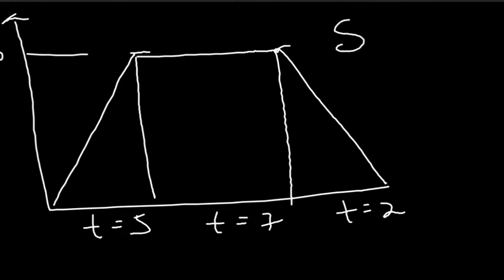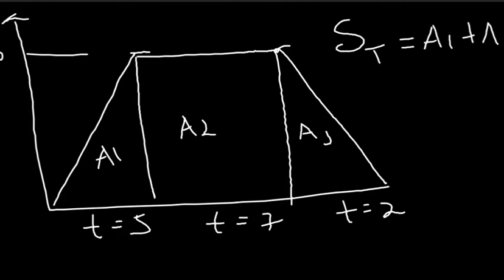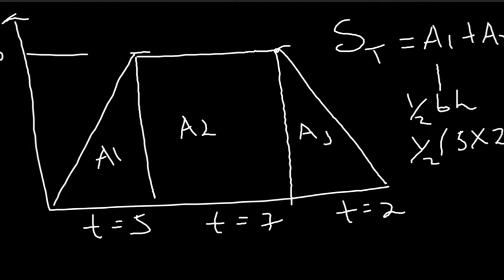To find the total distance, you have area 1, area 2 and area 3. So total distance is equal to area 1 plus area 2 plus area 3. Area 1 is 1/2 base times height. The base is 5, so 1/2 multiply by 5 times 20 gives 50 meters.